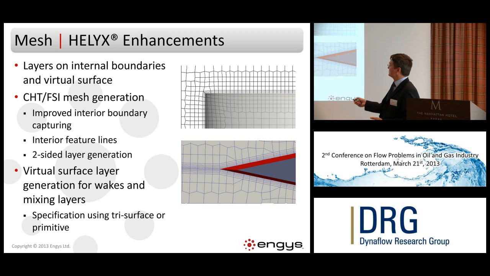And similarly, we can put layers just into a fluid volume. So if you have a propeller or a bladed turbine, you can have these shear layers where you have layers in the wake, in the fluid volume, around the virtual surface. That's then removed at the end of the meshing process.